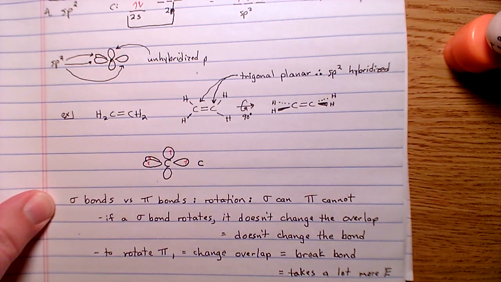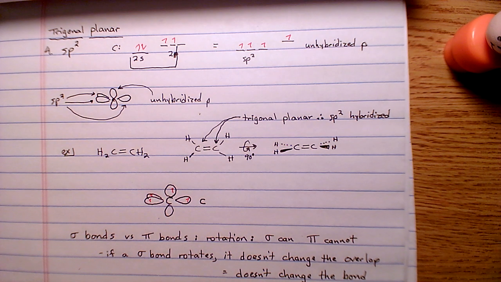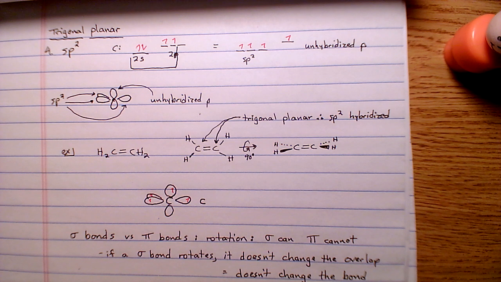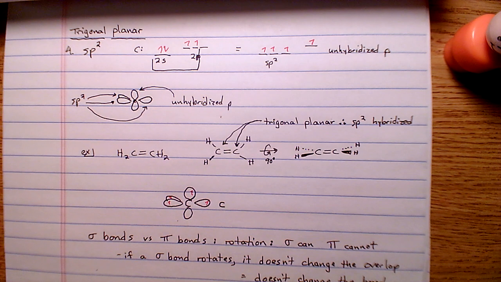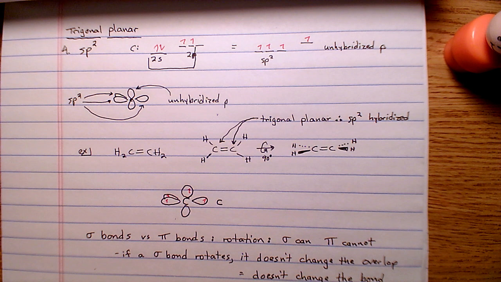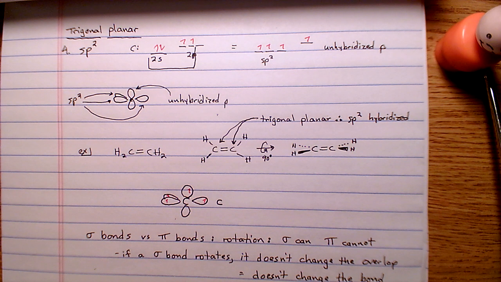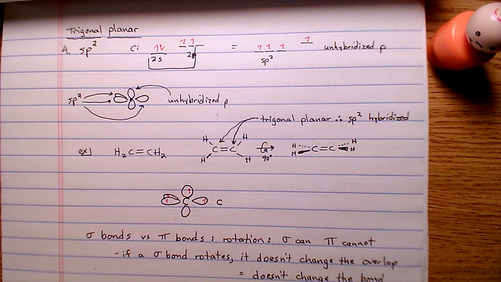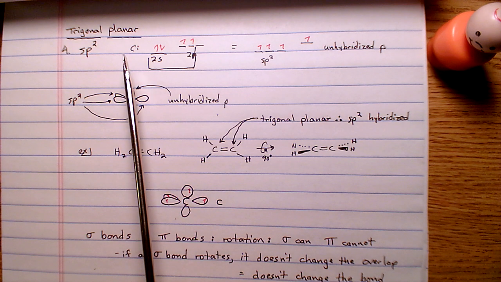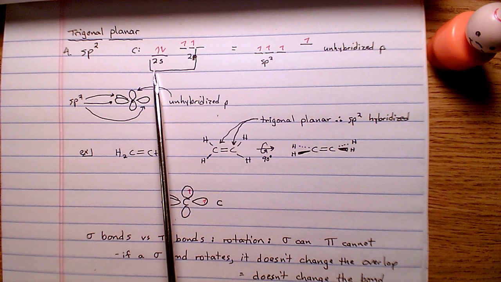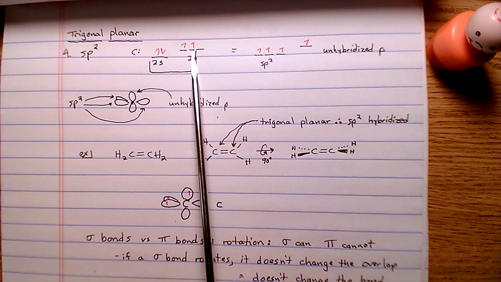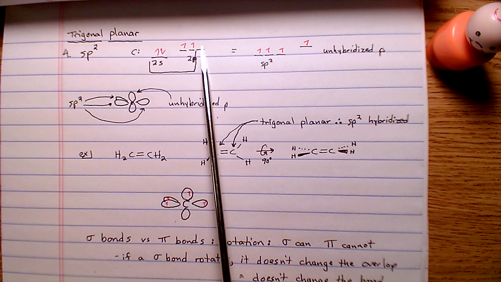So let's look at the next shape. Let's look at the trigonal planar geometry. All right. So how do we get trigonal planar? How do we hybridize things to get a trigonal planar geometry? It turns out, by doing all the math and everything, that if you, say, have a carbon atom and you hybridize the s and 2 of the p's, don't hybridize that third p orbital.